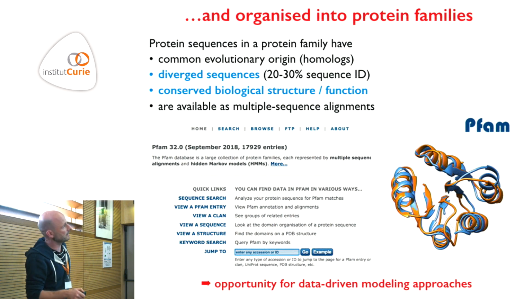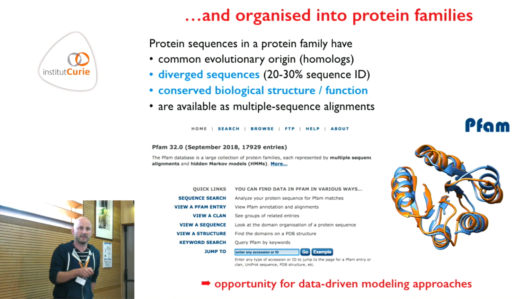Here, for instance, I just have an example. These are two proteins which have, in the displayed region, about 30% sequence identity. And you see that the structures overlay perfectly. So they are almost identical in structure.